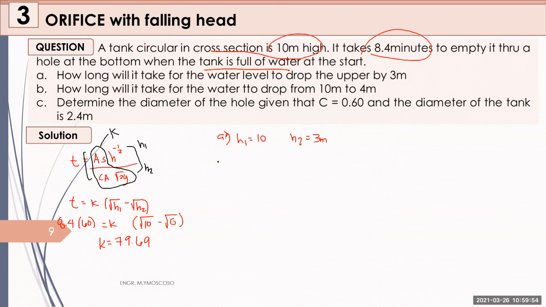How do we get the time? T is equal to... our formula is wrong. We still need a 2 here. Do you have the 2 there? That is probably why you got a different value. So, you have 2K times the square root of H1 minus the square root of H2. The 2 comes from the original formula, T equals 2AS square root of H divided by CA square root of 2G. That is where it came from.